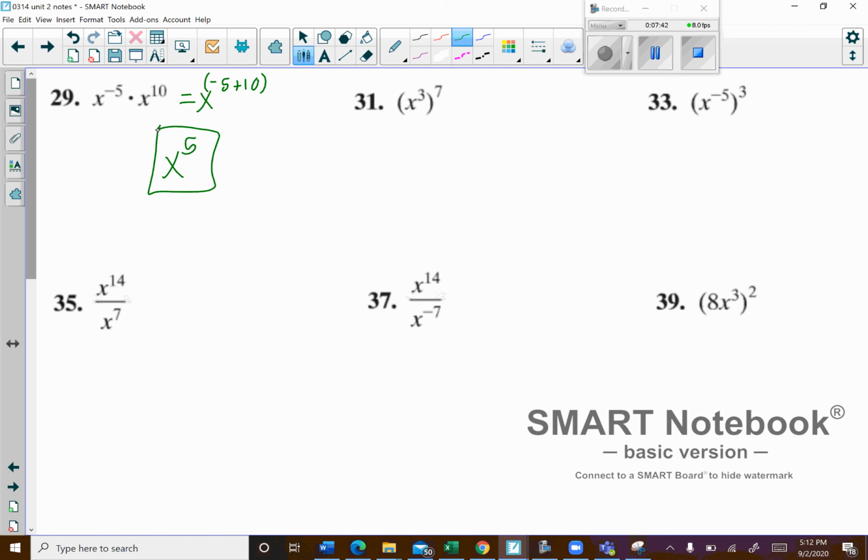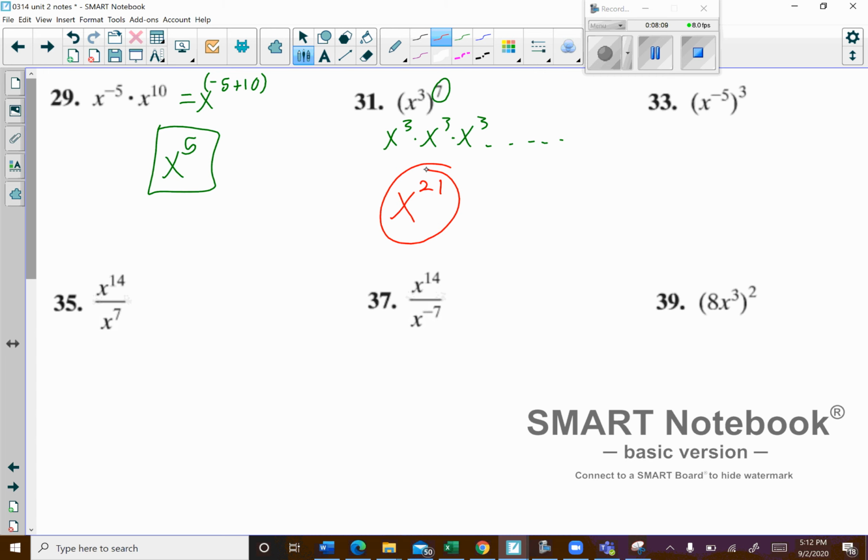On 31, I have the power rule this time. You multiply, because what this is saying is that you're doing x to the third, x to the third, x to the third. You're doing it 7 times, right? And you can do it that way if you really want to. But what would probably be easier is to do the power rule where you just multiply. And so 3 times 7 is 21. So x to the 21st power.